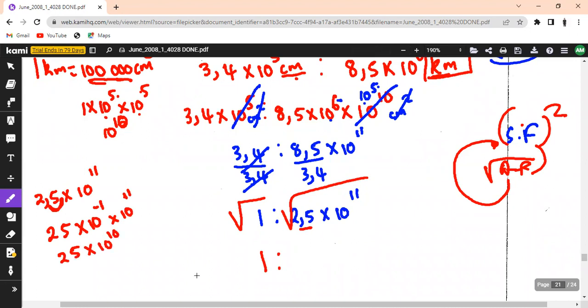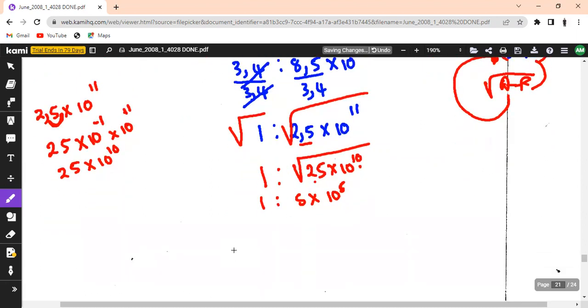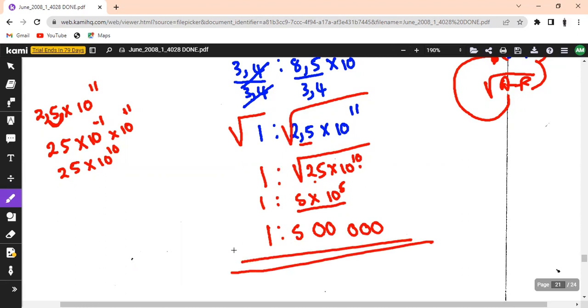So this is going to be the square root of 25 times 10 to the power of 10, which is 1:n. Square root of 25 is 5, times the square root of 10 to the power of 10, that is 10 to the power of 5. You just have to divide. So this was your scale, guys: 1:n, 5 times 10 to the power of 5, or you can write it as 1:500,000. So this was the scale which was used.